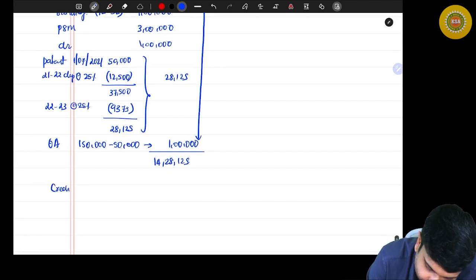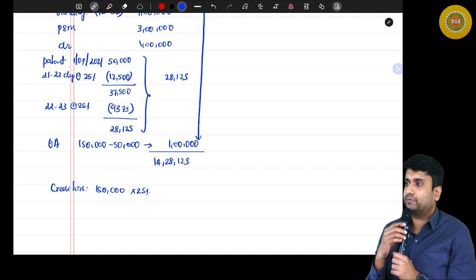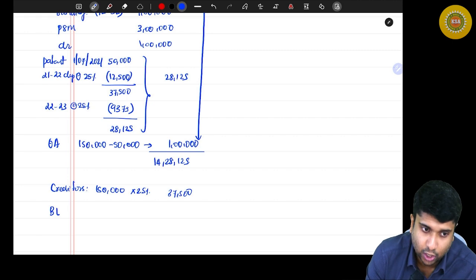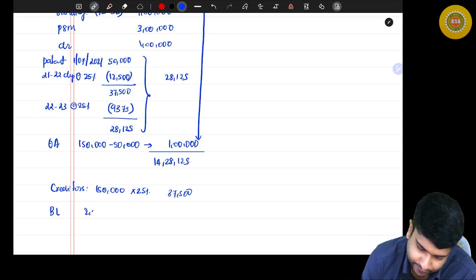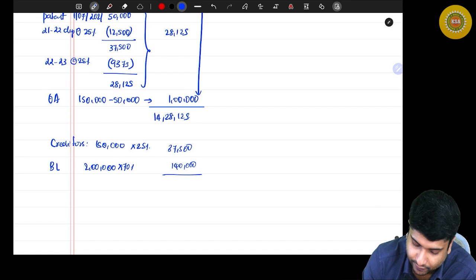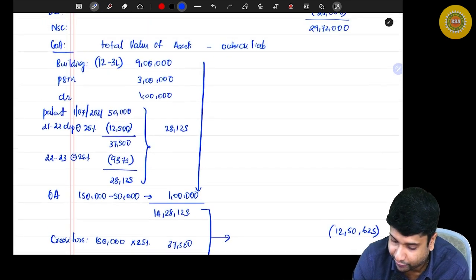Creditors you have. Creditors is an outside liability. 1,50,000 into what percentage? 25%. And how much will be the value? 37,500. How about bank loan? How much is the total bank loan? 2 lakh into 70%, 1,40,000. So how much is the total value of liability? 1,77,500. Now can you net it off and tell me how much will be the cost of acquisition? 12,50,625 will be the cost of acquisition, and you cannot claim the benefit of indexation.